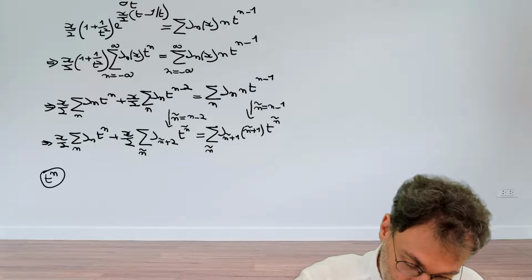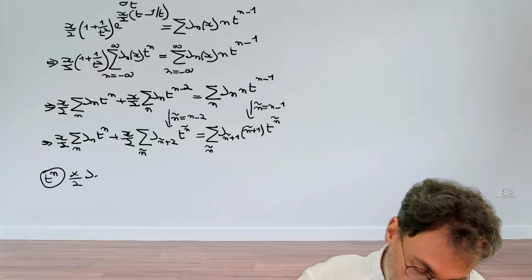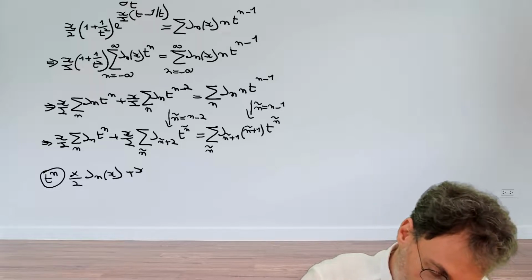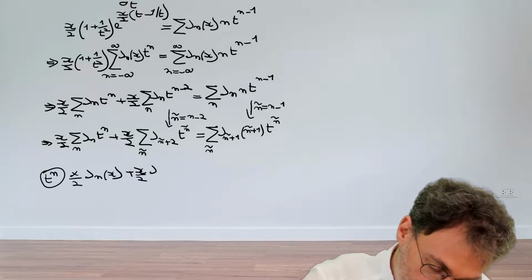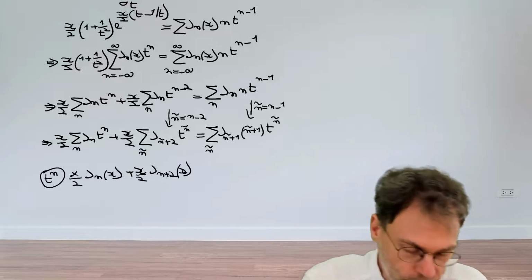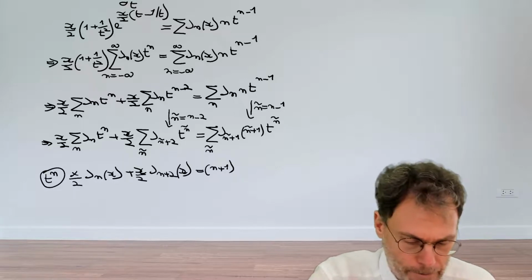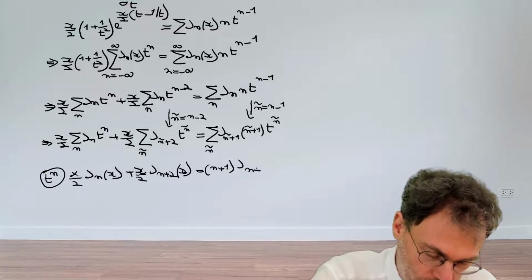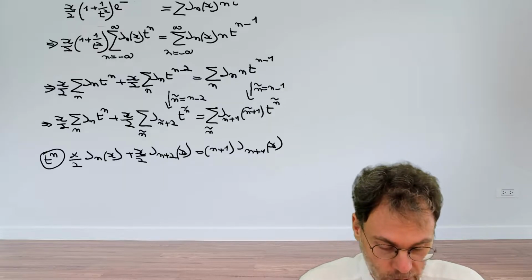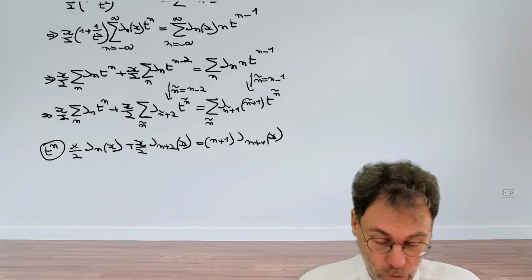And then we can just read from that expression that x over 2 J_n of x plus x over 2 J_{n+2} of x is equal to (n plus 1) J_{n+1} of x. So that's a relationship between Bessel functions of 3 successive orders.